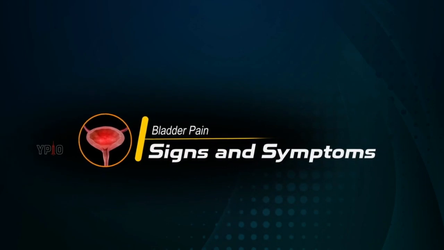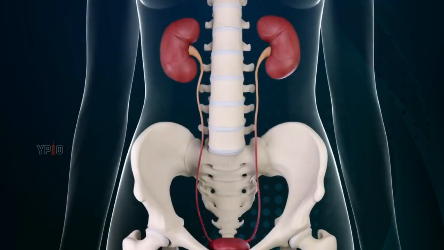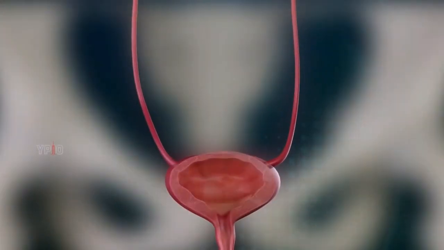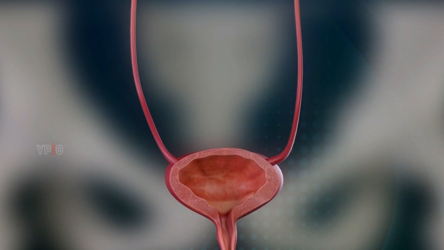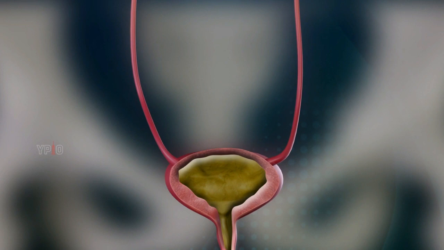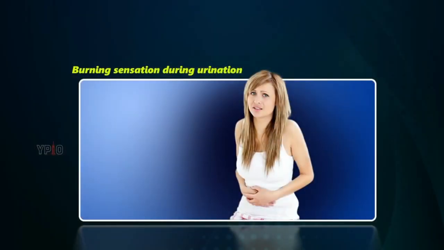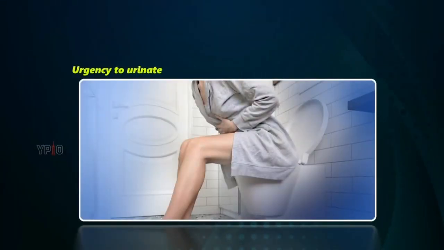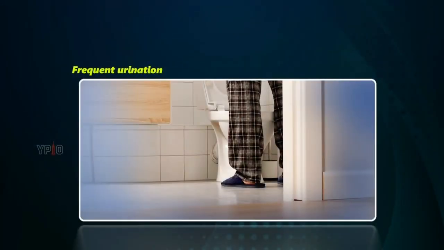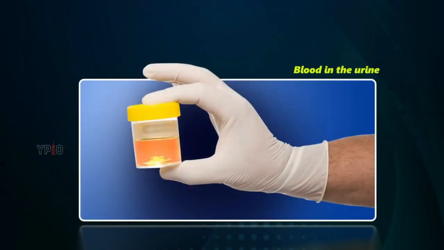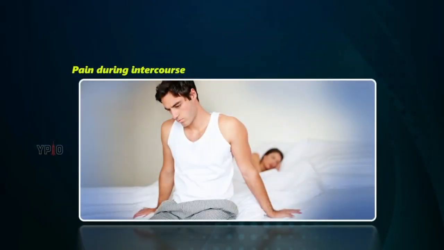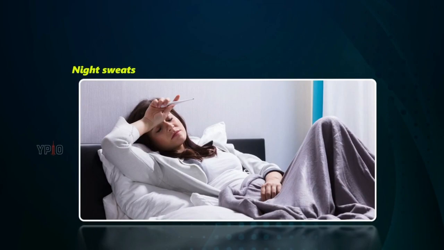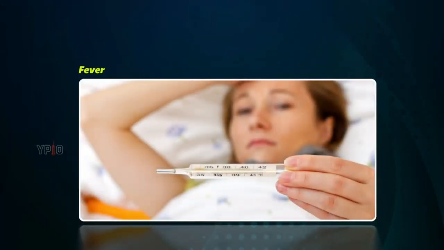Signs and symptoms. Bladder pain may be continuous or intermittent, where it comes and goes. It may be more intense when your bladder is full. Some of the common symptoms related to bladder pain include burning sensation during urination, urgency to urinate, frequent urination, blood in the urine, pain during intercourse, night sweats, fever, fatigue.